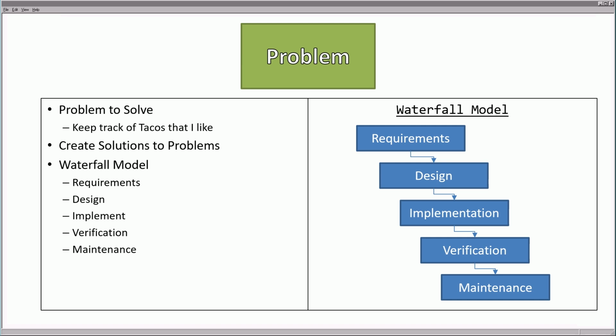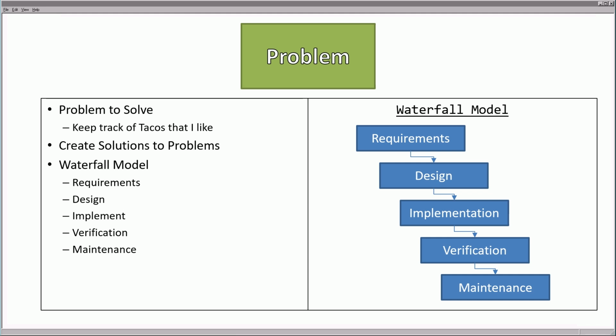Now, the whole purpose of everything that we've been doing is we are creating solutions to problems by using the tool that we call a computer. We are creating programs, we are creating software in order to address these problems. There's a lot of different ways that we can start engineering software, and there's many different models for creating software. One of the most classic models for software engineering is called the waterfall model.